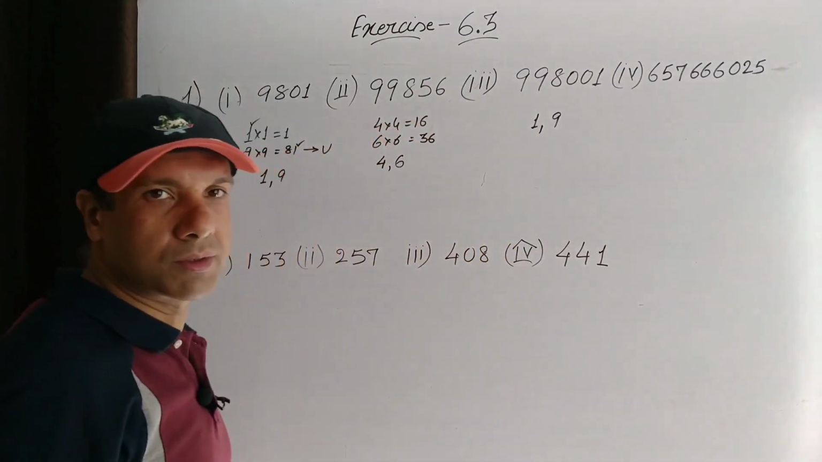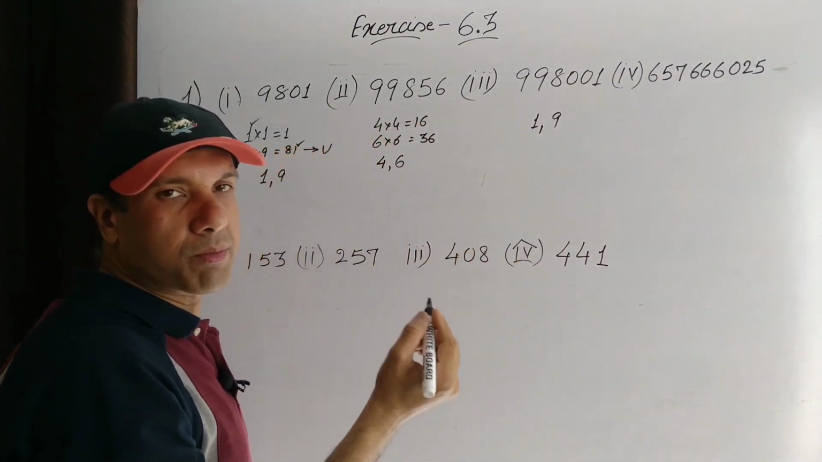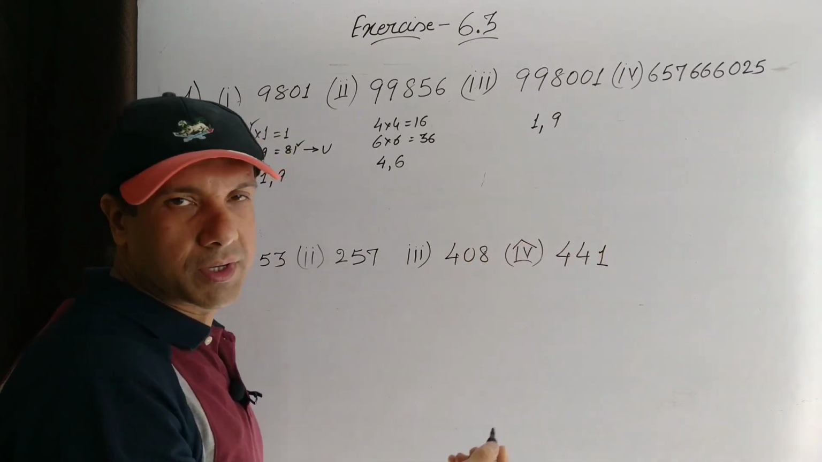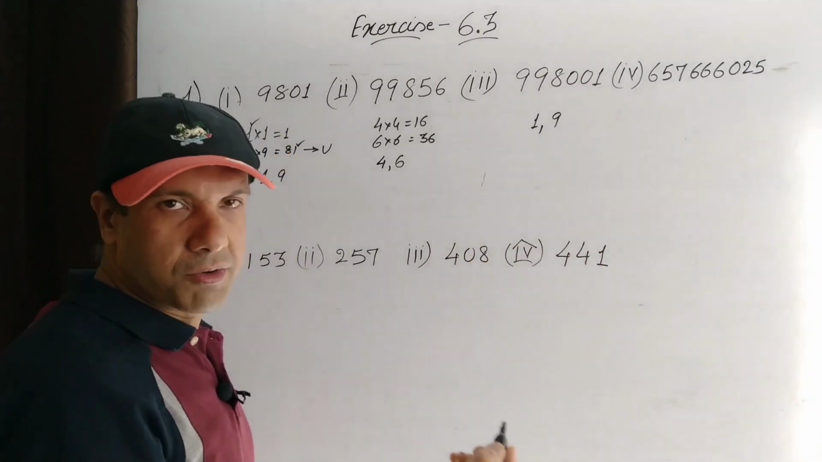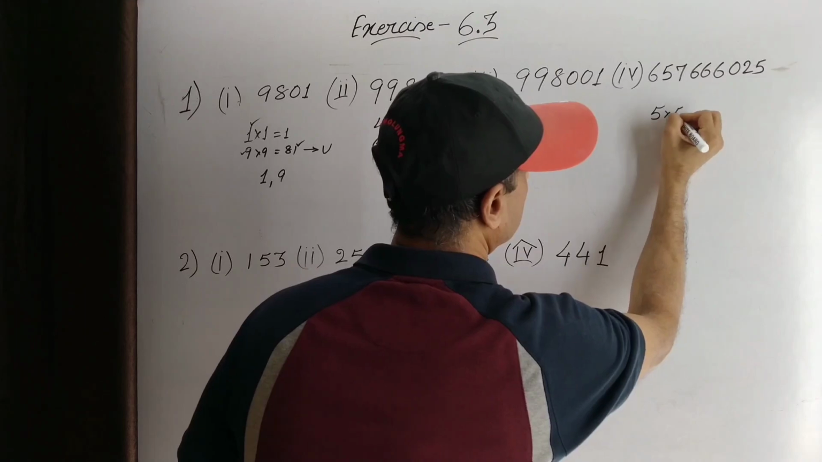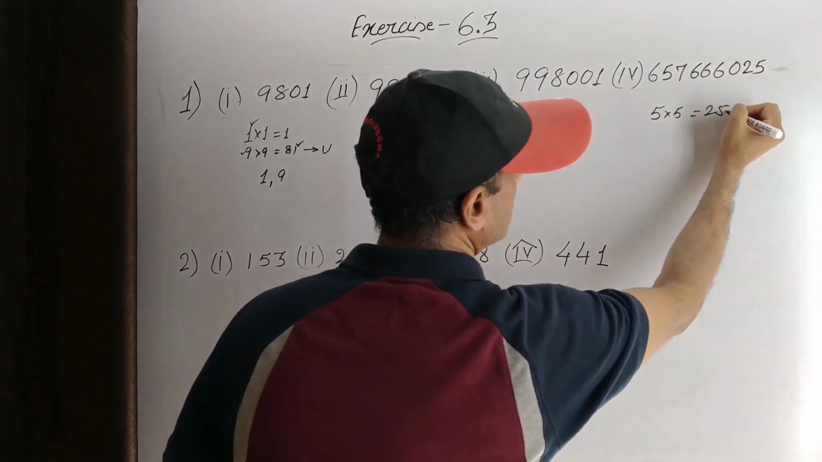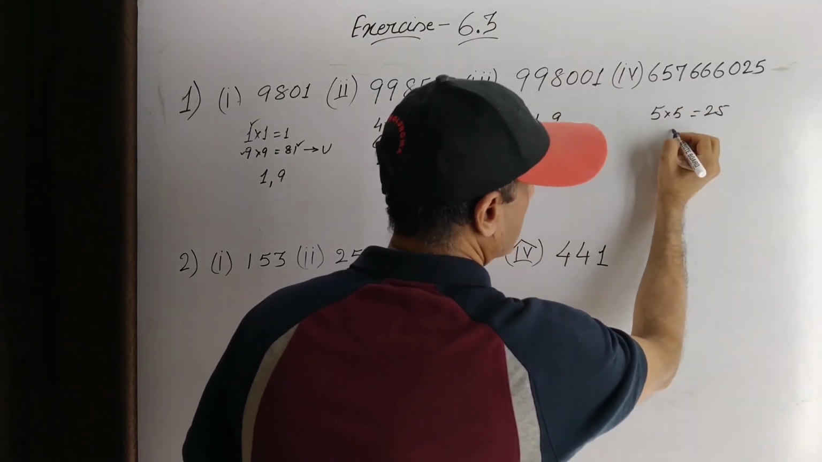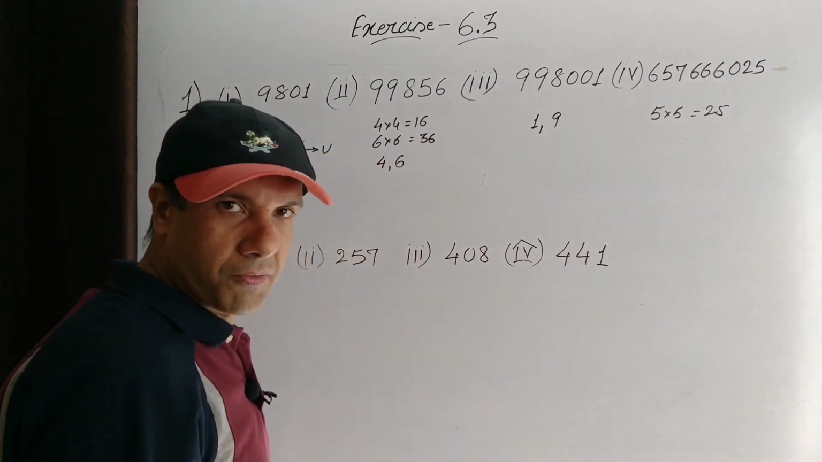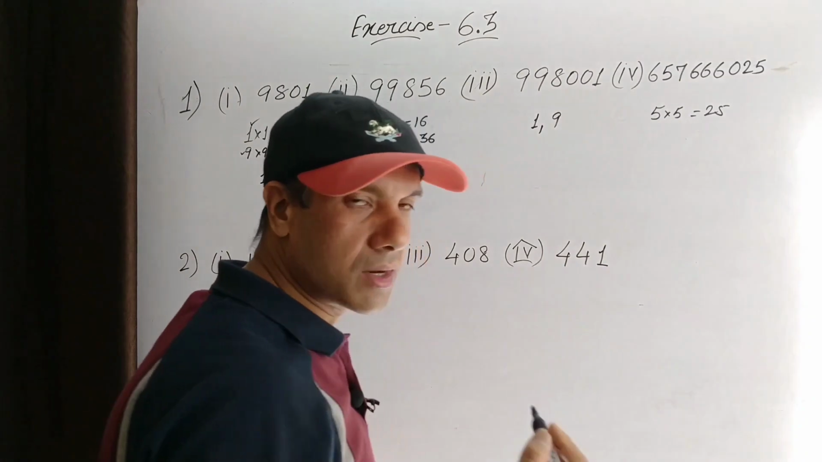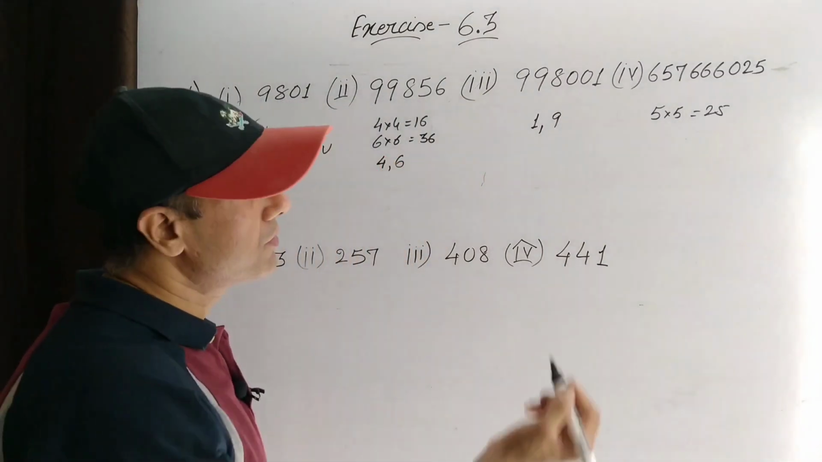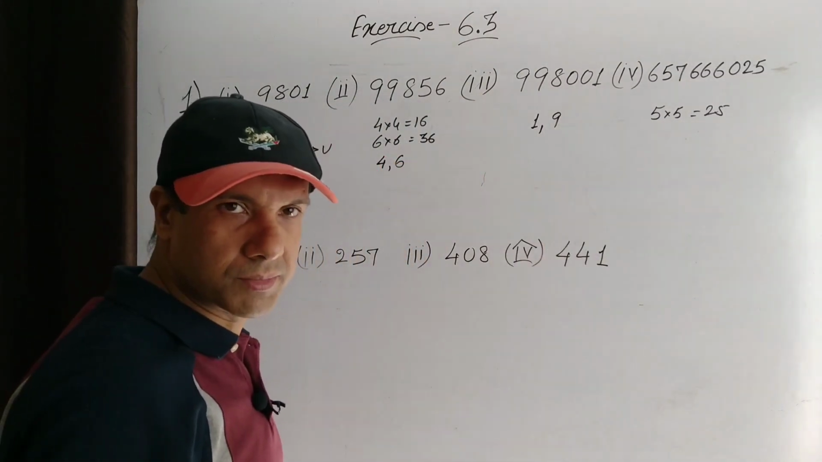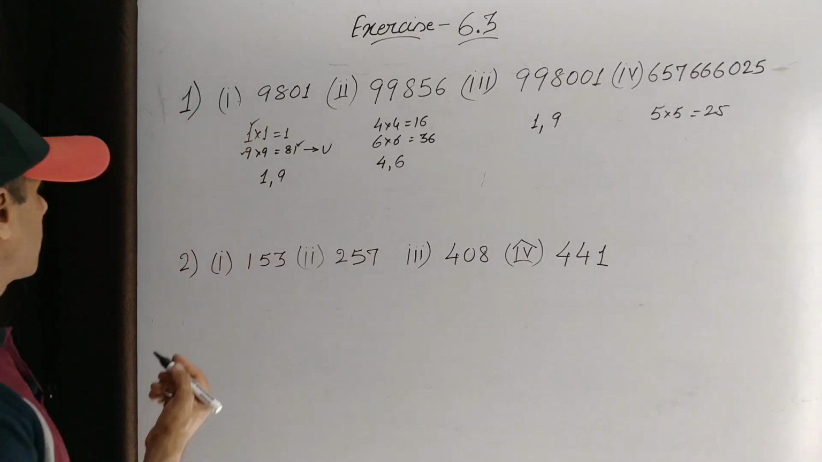5 in the unit position. The only digit that, when multiplied to itself, gives 5 is 5. 5 into 5 is 25. So the possibility is 5 in the unit position. No other number when multiplied by itself will have 5 in the unit position. Clear?